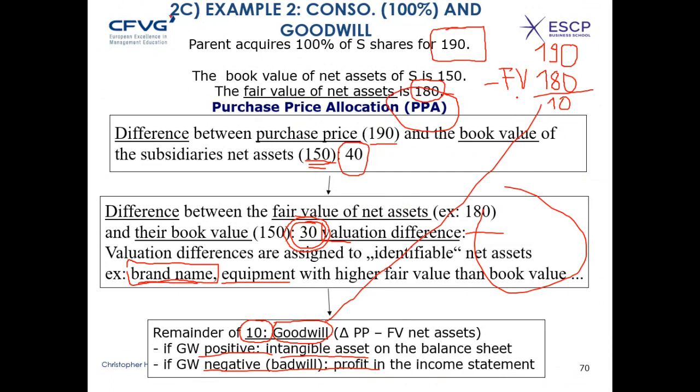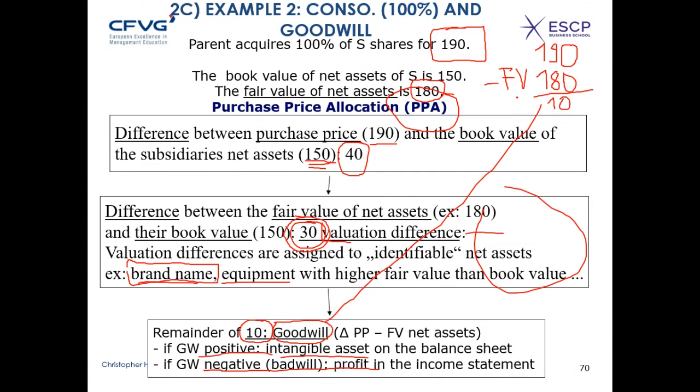Especially in the banking sector right now, I don't know in Vietnam, but in Europe, systematically, there are badwills when we have acquisitions of banks. That means also, remember, goodwill means a rather positive outlook, future profits. Badwill means there's a rather negative outlook, future losses, for example. And given the rather fragile position of some banks in Europe, that's not a surprise, really. No?